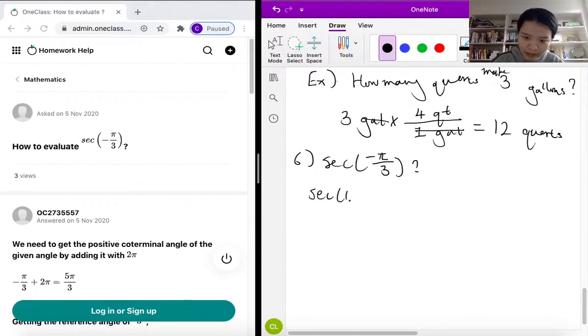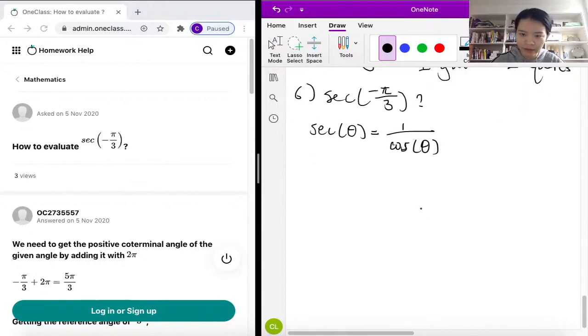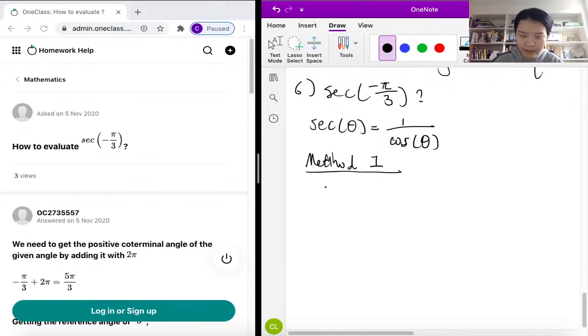A secant of an angle is equal to 1 over the cosine of the angle. So secant is the reciprocal function of cosine. Another thing we need to know about is the two special triangles, the 30-60-90 special triangle and the 45-45-90 special triangle. But we're going to go over the special triangle later in the question. Our first method, method 1, is to use trig identity functions to find the answer.